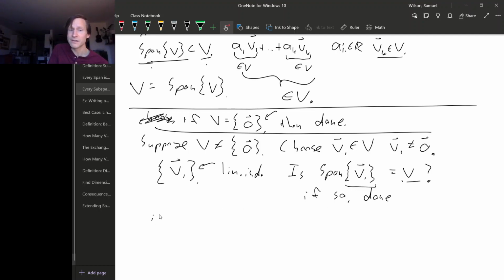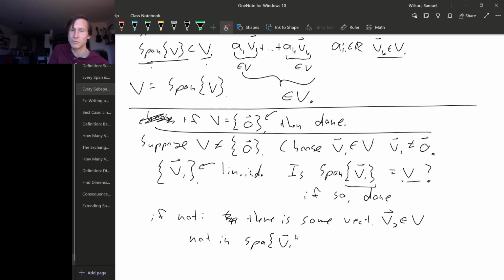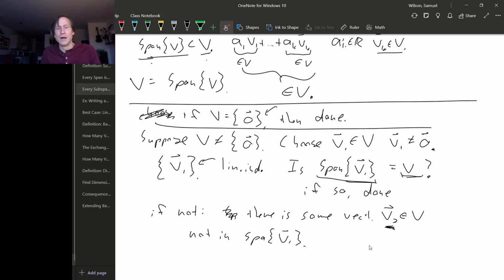But if not, then that means that there is some vector, let's call it v2, in V that is not in the span of just V1, right? Because the span of V1 is contained in V, but if it's not all of V, then there must be some other vector in V. All right.